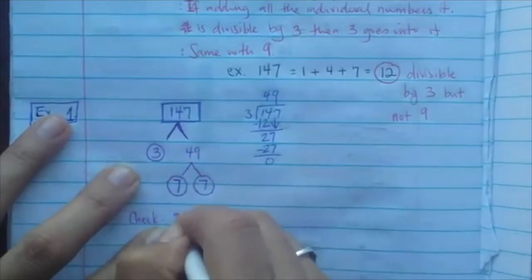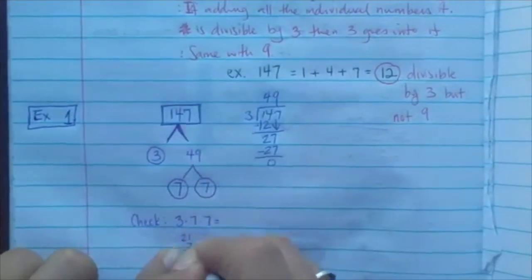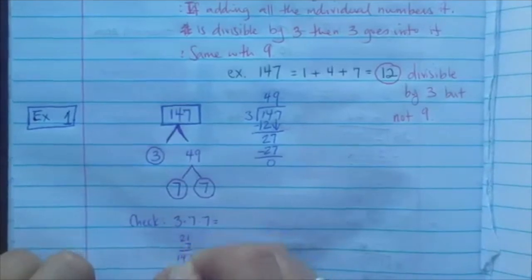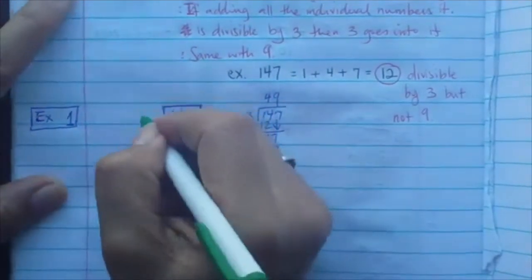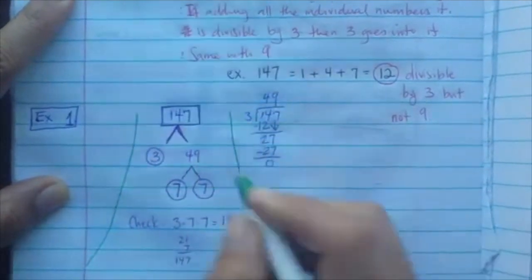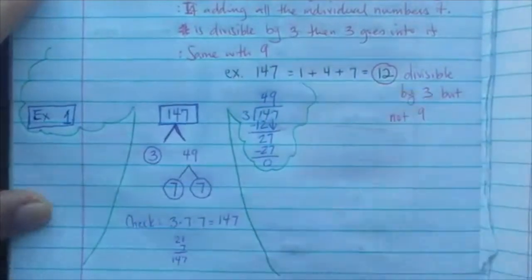And then you can check it: 3 times 7 times 7. When you multiply all your circles, it should give you the original number. 3 times 7 is 21, 21 times 7 is 147. So that's how you break it down. It's going to be very important to be able to break down a number into its prime numbers.